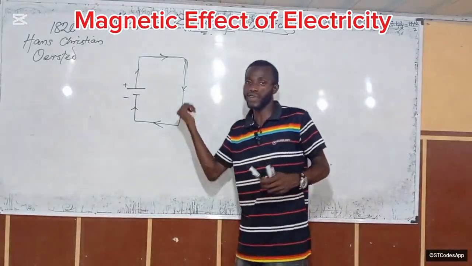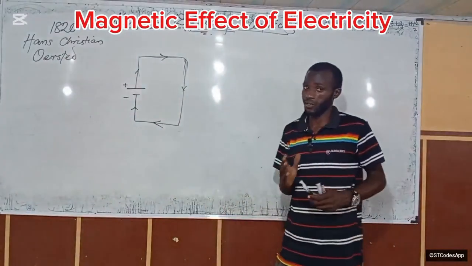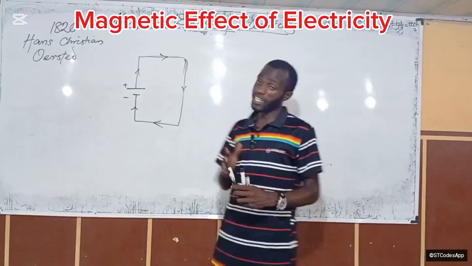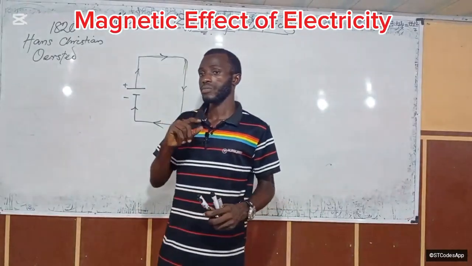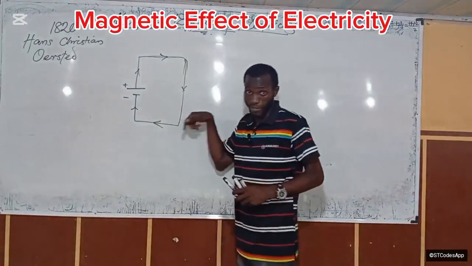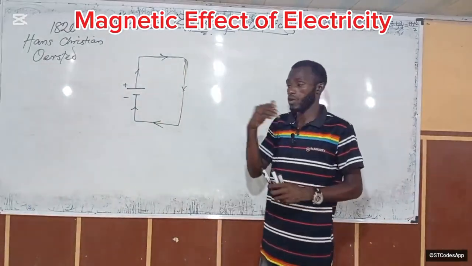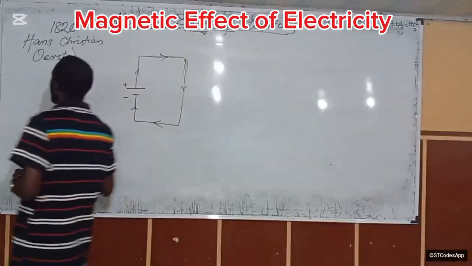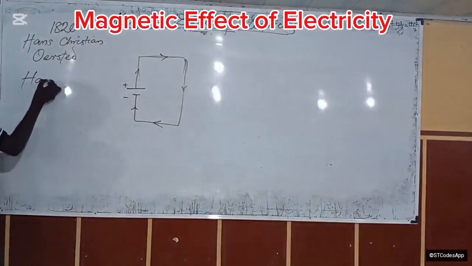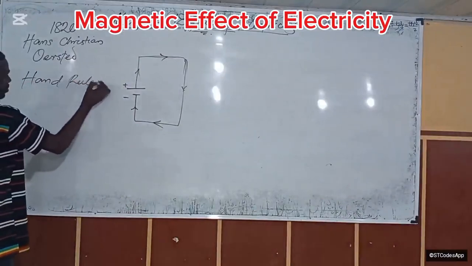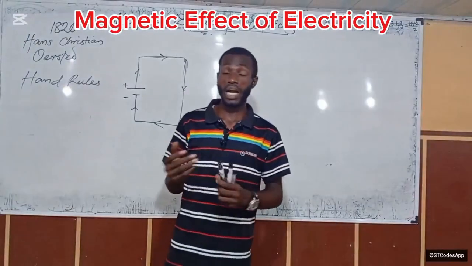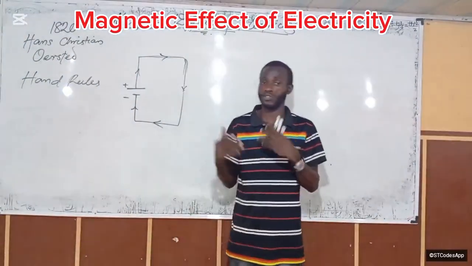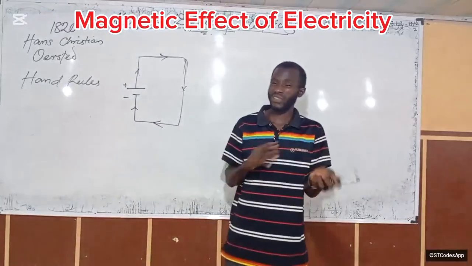and then he stretched a compass needle towards it, and the needle deflected in a particular direction. So now, the direction in which the needle deflected, the direction of the magnetic field around it, is that okay? can be gotten using what we call the hand rules. So the hand rules, we have about 3 to 4 right hand rules that I'm going to teach you, is that okay? For different things.